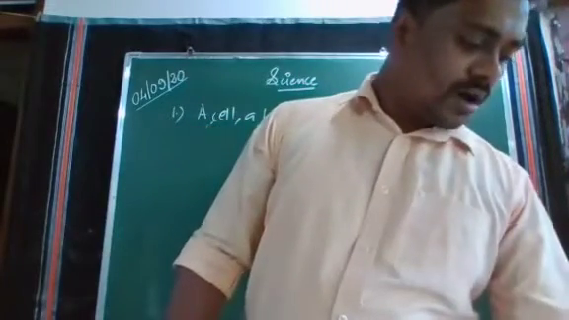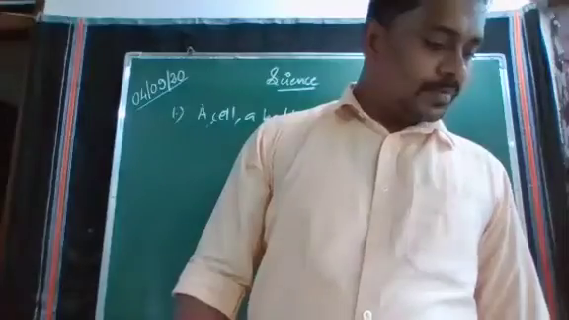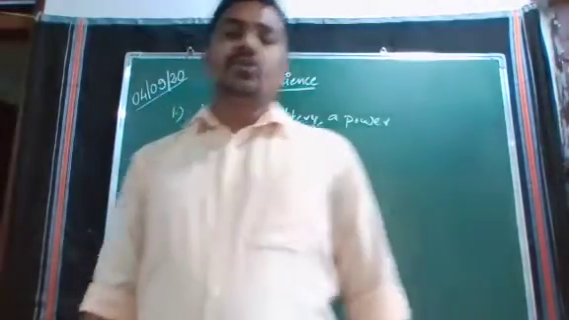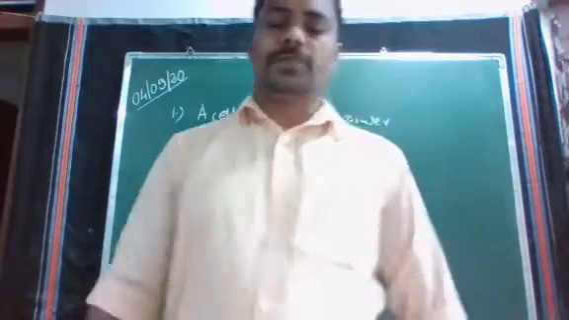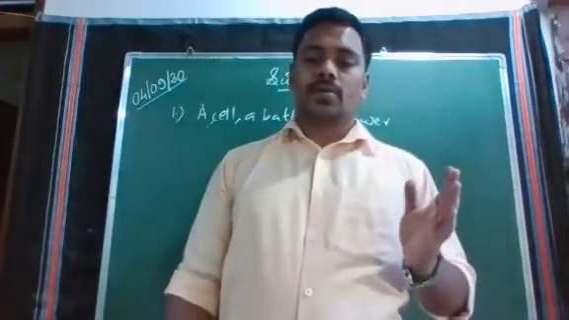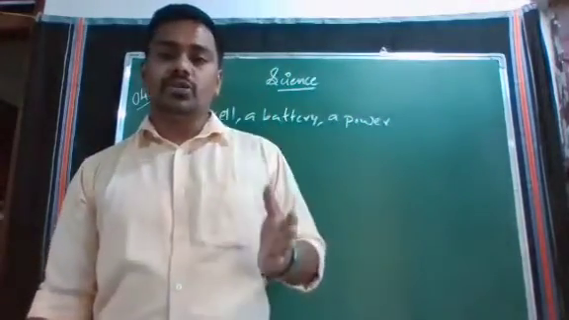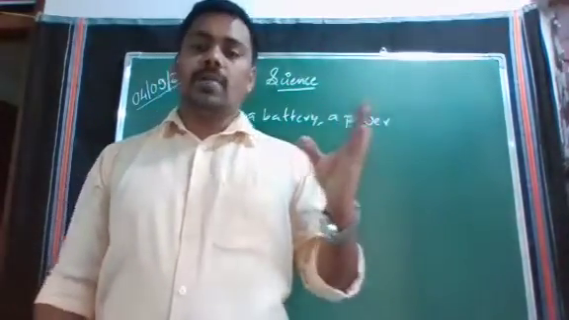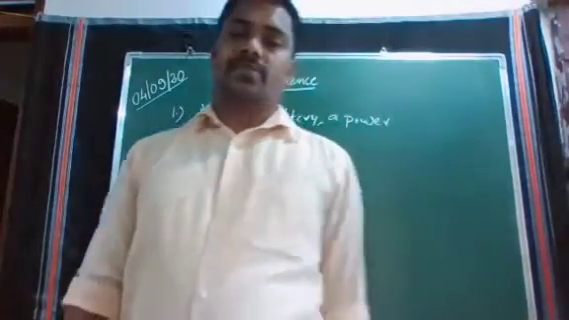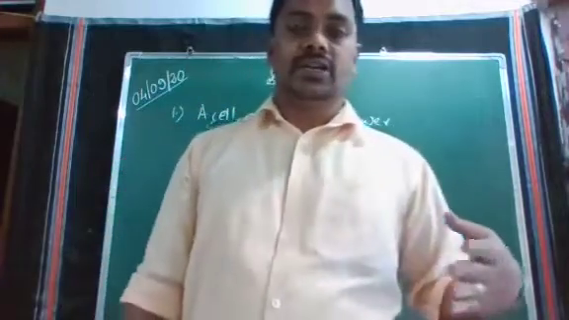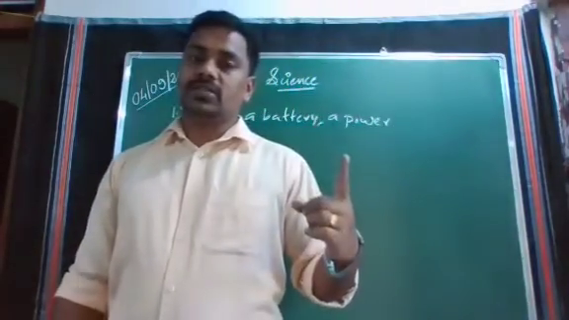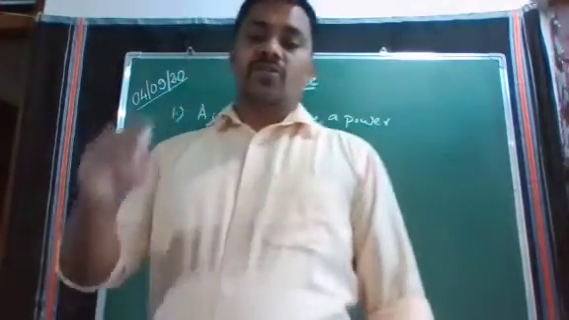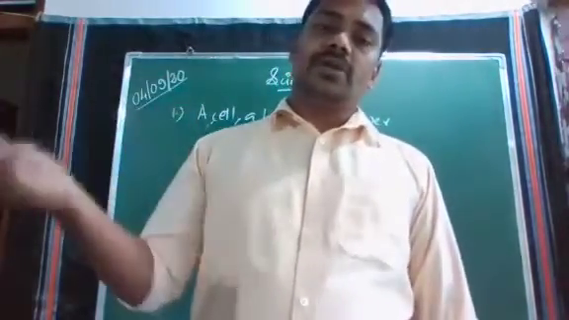Then the next question: what is meant by saying that the potential difference between 2 points is 1 volt? The potential difference between two points is 1 volt when 1 joule of work is done to move 1 coulomb of charge from one place to another. Then we say that the potential difference between the two points is 1 volt.